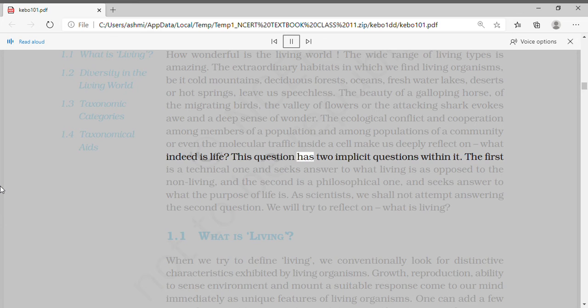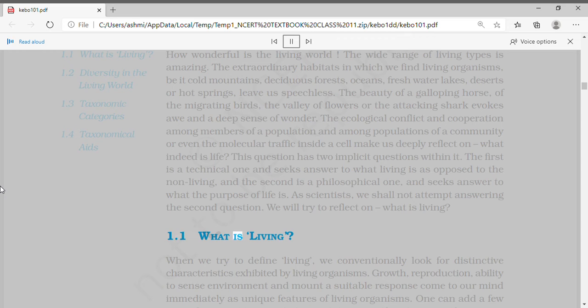This question has two implicit questions within it. The first is a technical one and seeks an answer to what living is as opposed to the non-living, and the second is a philosophical one and seeks an answer to what the purpose of life is. As scientists, we shall not attempt answering the second question. We will try to reflect on what is living.